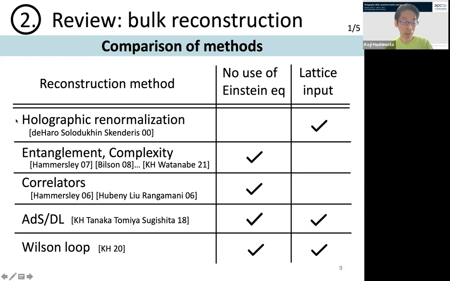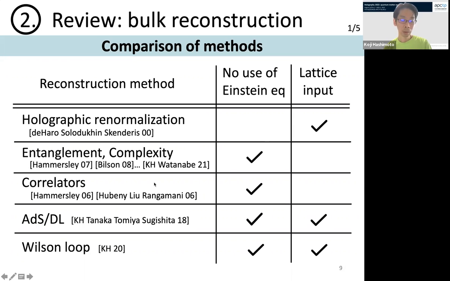So reconstruction methods are listed here. For example, holographic renormalization. From a given expectation value of the energy momentum tensor in QFT, you can construct the bulk metric out of the energy momentum tensor. But here you assume the use of the Einstein equation, so only solutions of the Einstein equation come here. If you use other methods, for example, entanglement entropy reconstruction or quantum computational complexity reconstruction, then from those, in fact, without use of the Einstein equation, you can find the bulk metric.